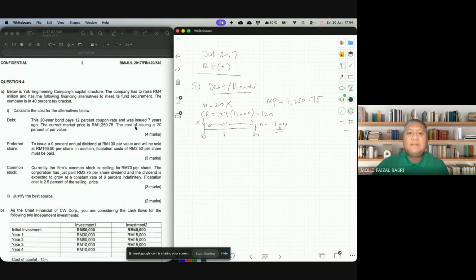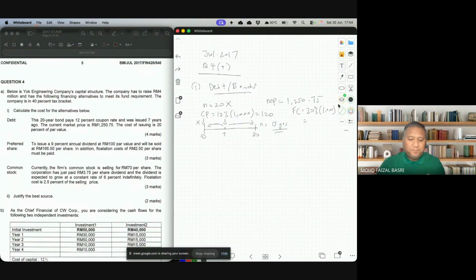And then dia ada cost of issuing. So this is our flotation cost. Okay, read the question carefully. Dia punya cost adalah 20% of par. Of par, dia specific of par. Sebab ada soalan mungkin dia kata 20% of market price. Okay, there are some possibility that the cost adalah based on market price. So kalau based on market price, kita kena darab dengan 1250 ni lah. But the question kata 20% of par. So par kita 1,000 lah. So 20% of 1,000. Apa tu?